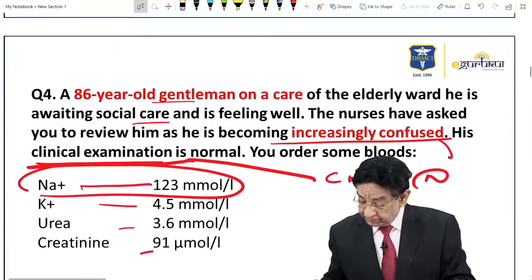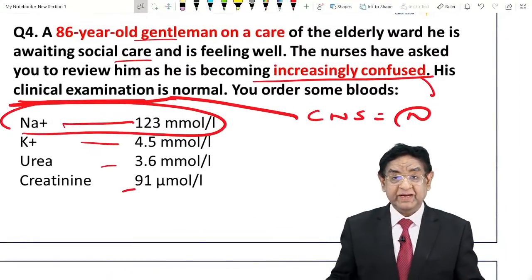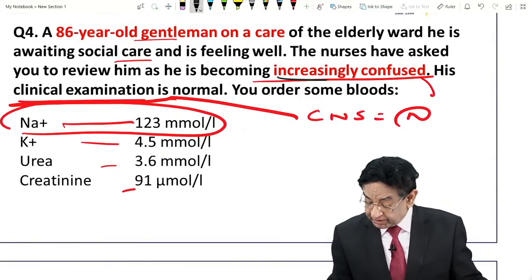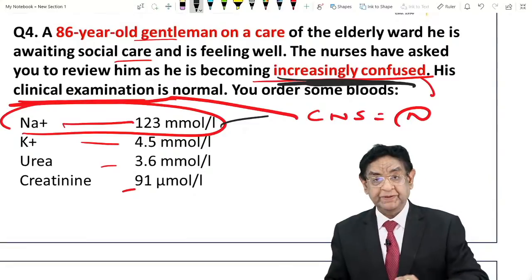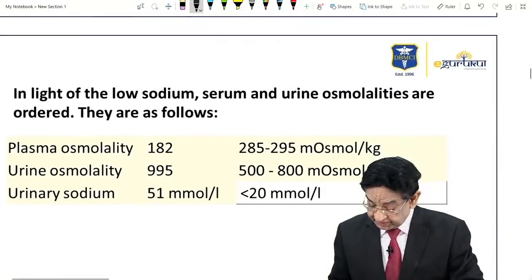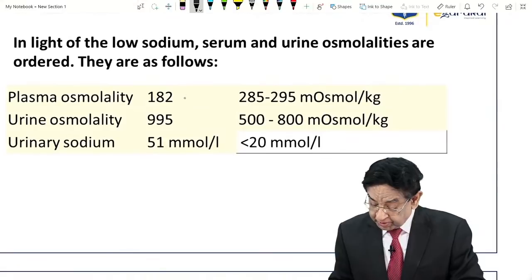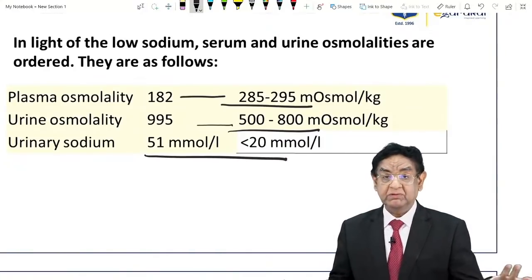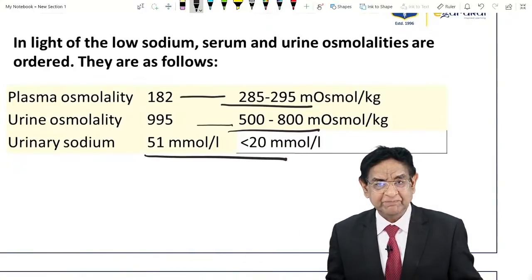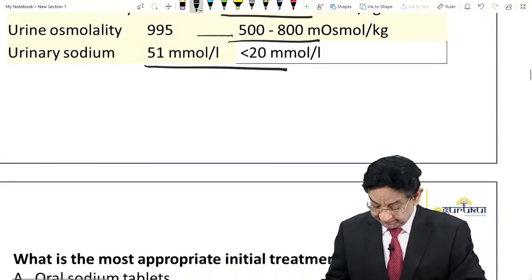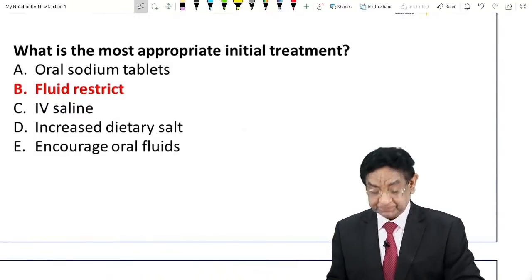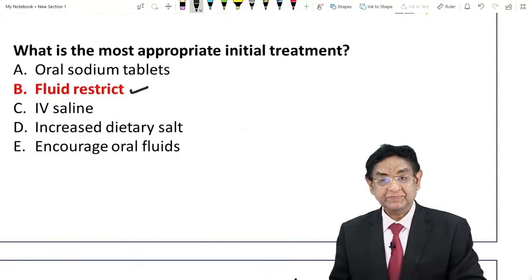So up to this point, before we look into the options, we learned a lot of new things, and now we are clear about the confusion and the low sodium. We move further in this question. So now plasma osmolality is what? It is reduced. Urine osmolality, oh, it is increased. Urine sodium increased. Oh, now things are very simple. Your basic concepts are very clear. So what's the best treatment of this? Fluid restriction. Why?